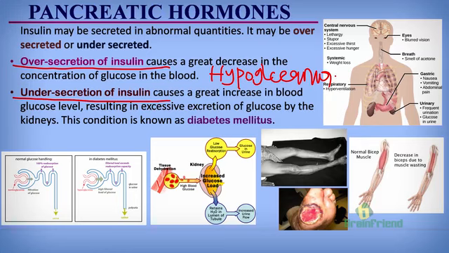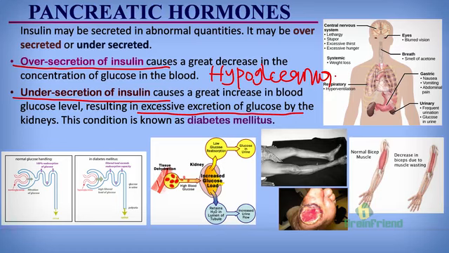So when insulin is not secreted in sufficient amount, it means the concentration of glucose in the blood will be higher than it should be. This concentration could go so high and it will disturb the body system. It will lead to excessive excretion of glucose by the kidney. This is because the concentration of glucose in the blood is already so high. The kidney will have to excrete some of this glucose.